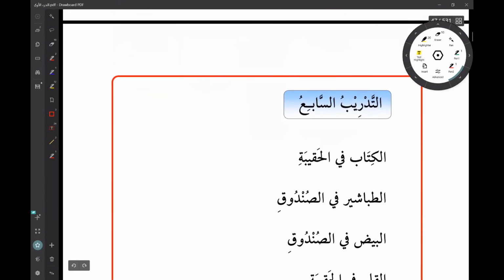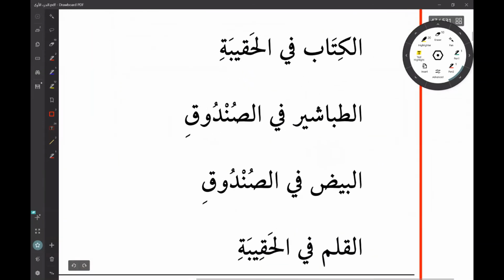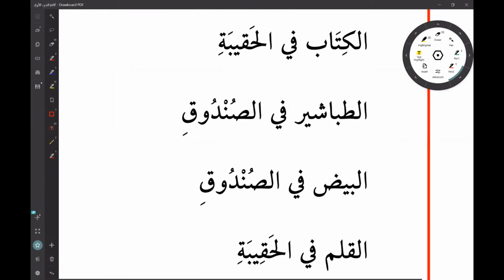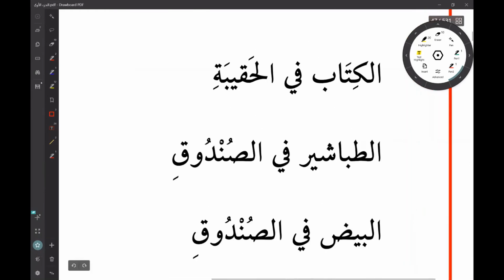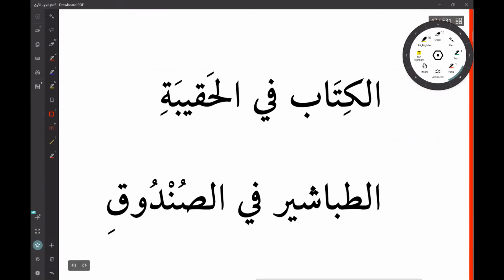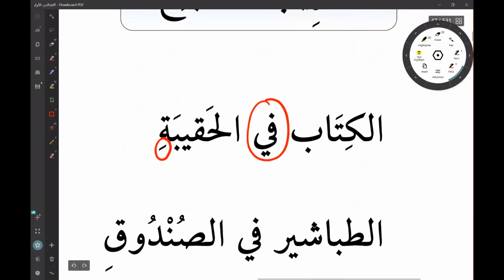We have at-tadrib al-sabi', the fifth exercise. This is what I was talking about, the grammar exercise. I explained to you that we have a preposition, right? This is a preposition, which is fi. And I explained to you that when we have a preposition, the word after it will get what? A kasra. And we have a kasra here, right? So this is something I'm going to spend a little bit of time explaining again. Let's read what it says.